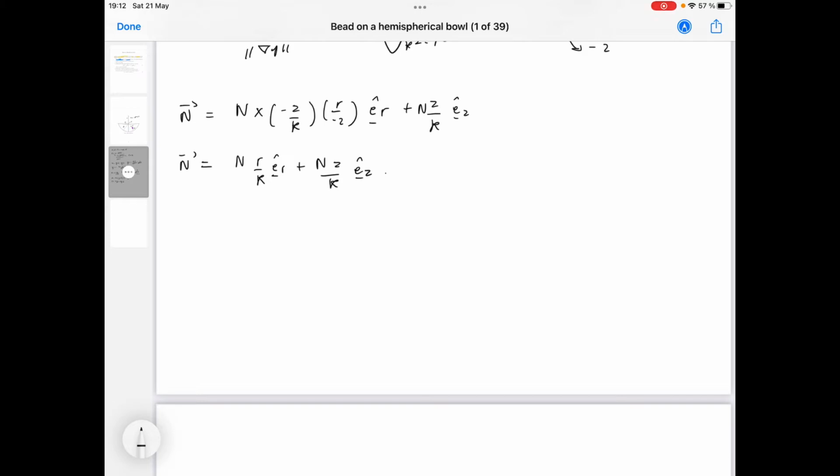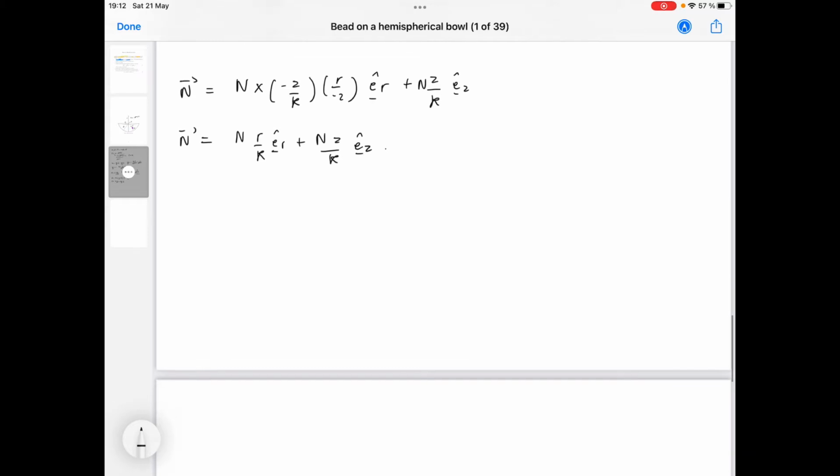And so that's our expression for the normal force. And we see that now we have an expression for the normal force, and we can now write our Newtonian equations for the r, theta, and z components. So let's carry out this calculation.